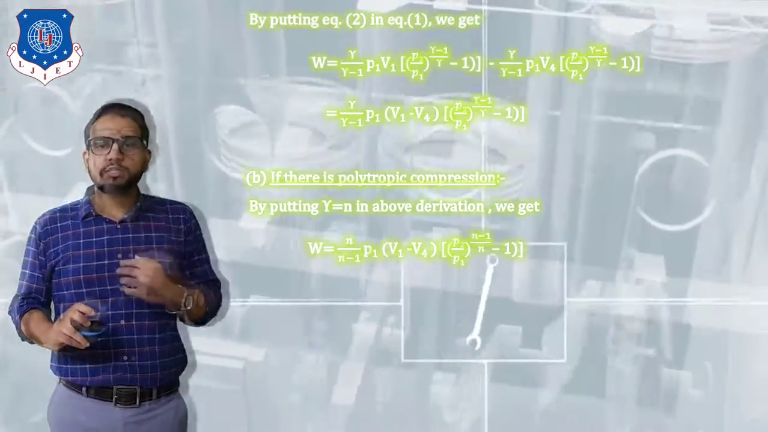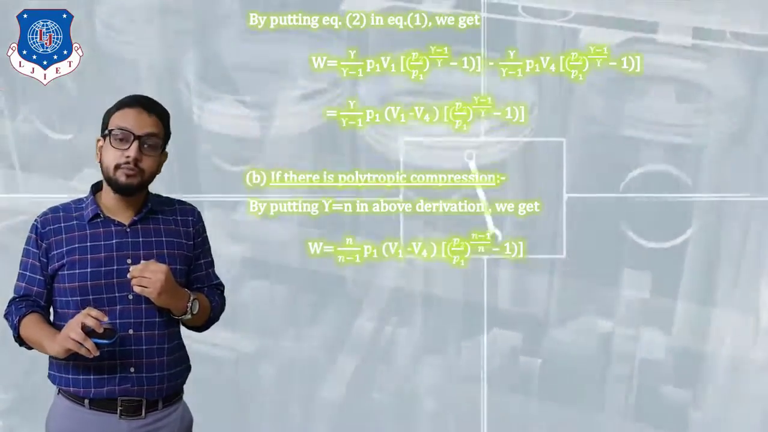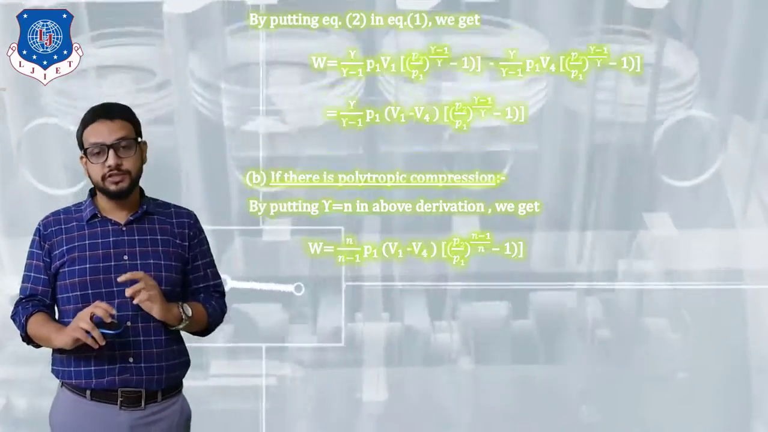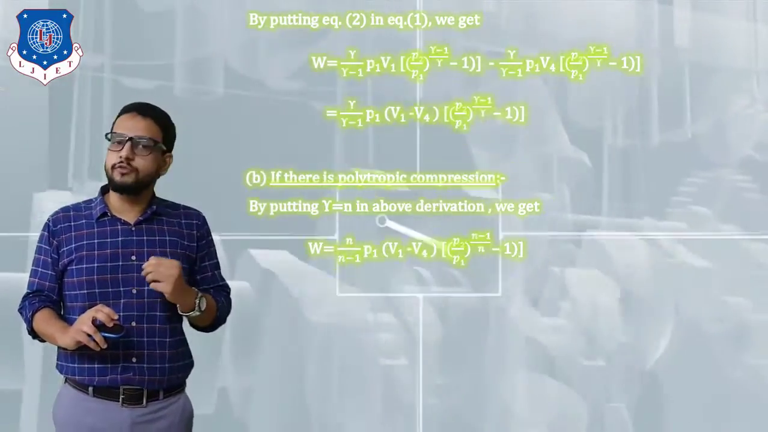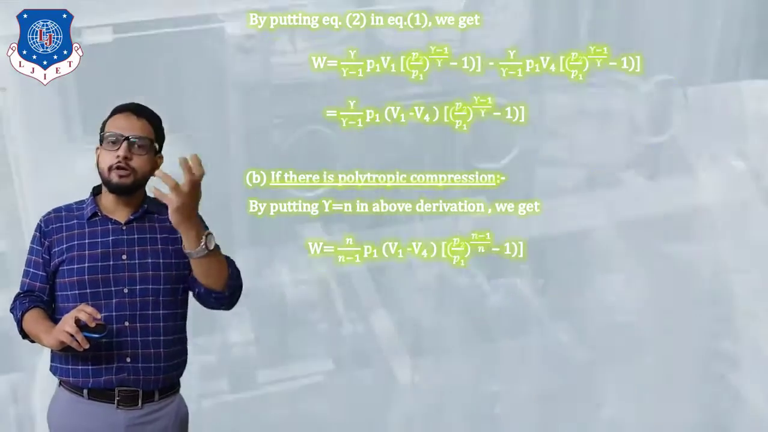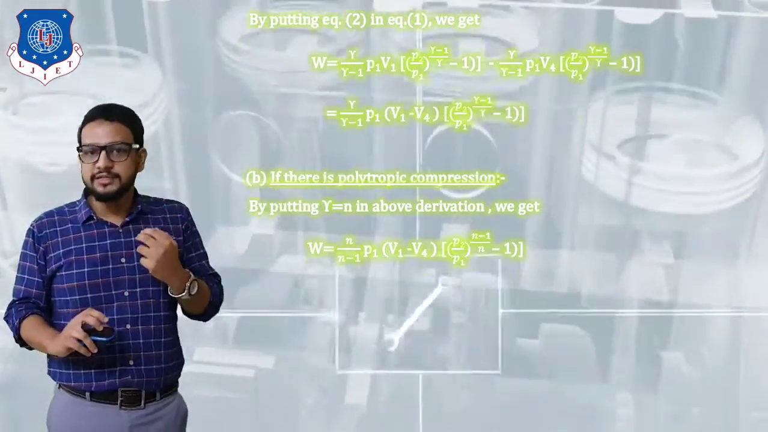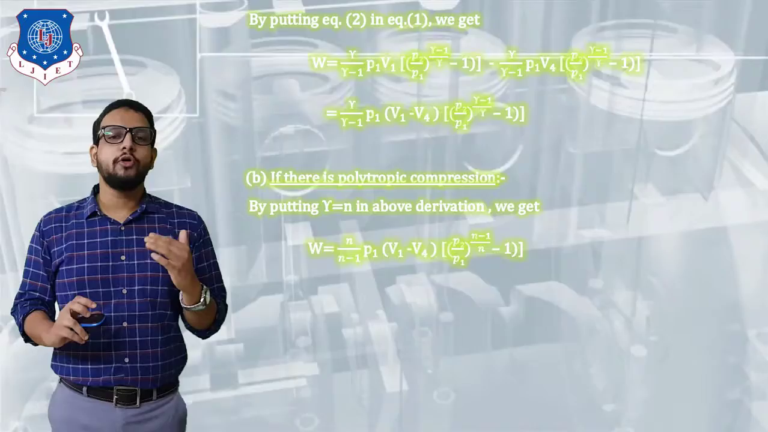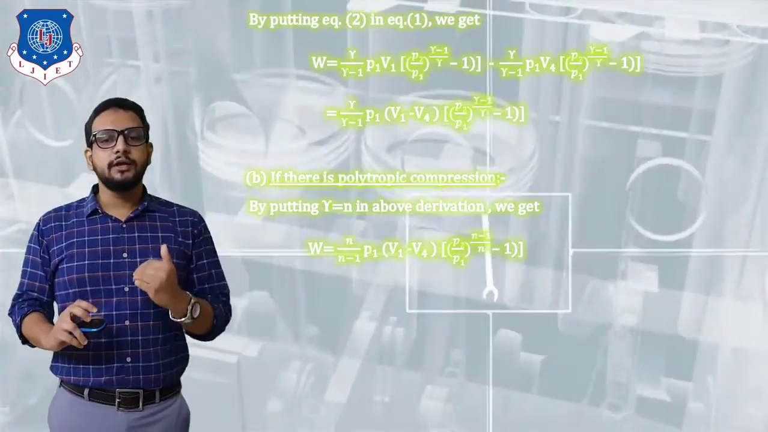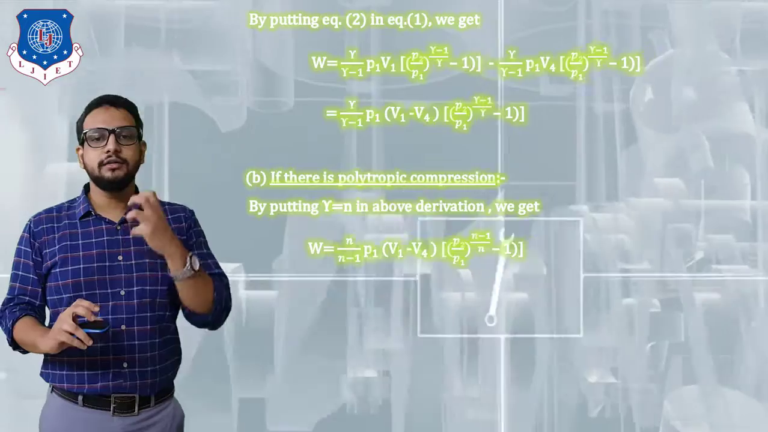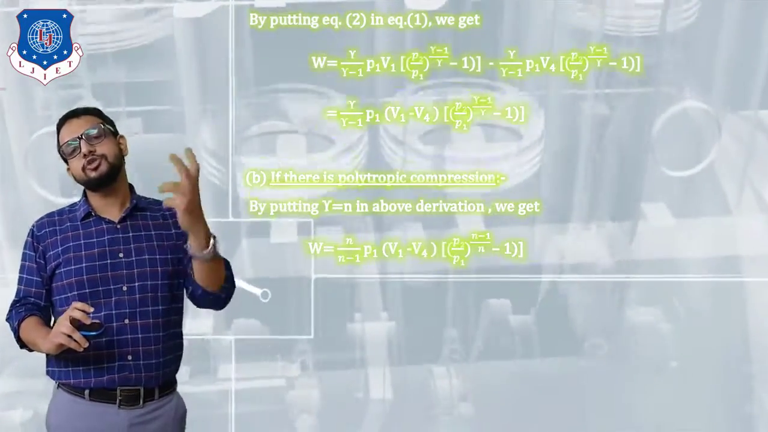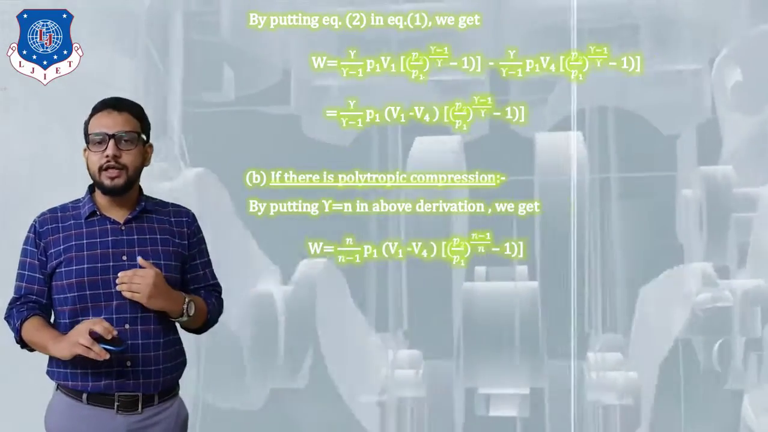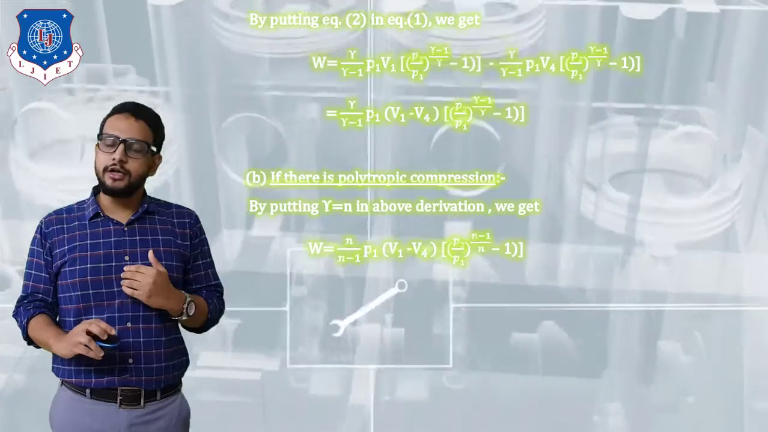Now this was the case of work input for the compression process, considering clearance volume for an adiabatic process. Now if there is a polytropic process, we can directly replace our gamma by the polytropic index n. The equation is going to remain the same, we just need to place the polytropic index small n. So we can write W is equal to n upon n minus 1 P1 in a bracket V1 minus V4, and in a bracket P2 by P1 raised to n minus 1 upon n minus 1. So I hope that you are clear with the derivation of this topic considering clearance volume.